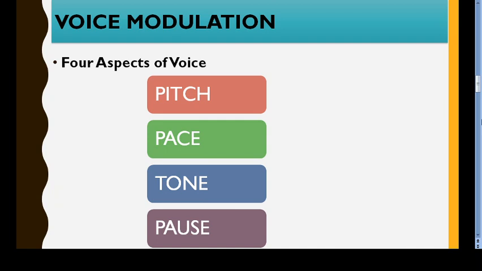Second aspect is called pace, which is the speed of your talk. For example, if you're nervous or scared, you speak very fast. So this is another aspect. The third aspect is called tone of your voice, which is the emotion with which you speak. This is the most important part of voice modulation in case of oral presentation. And the last aspect is called pause, which refers to the breaks we take in our sentences. This gives the listener time to understand everything you have told already.